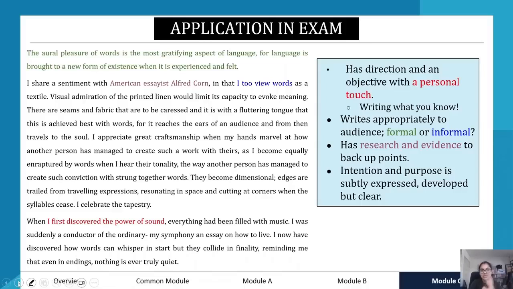So we can see with this essay, there's a lot going on. It's a discursive piece, as I'm sure you could tell. Firstly, it has a direction, right? It's moving us. The writing is obviously very compelling, and there's a personal touch to it: "When I first discovered the power of sound."